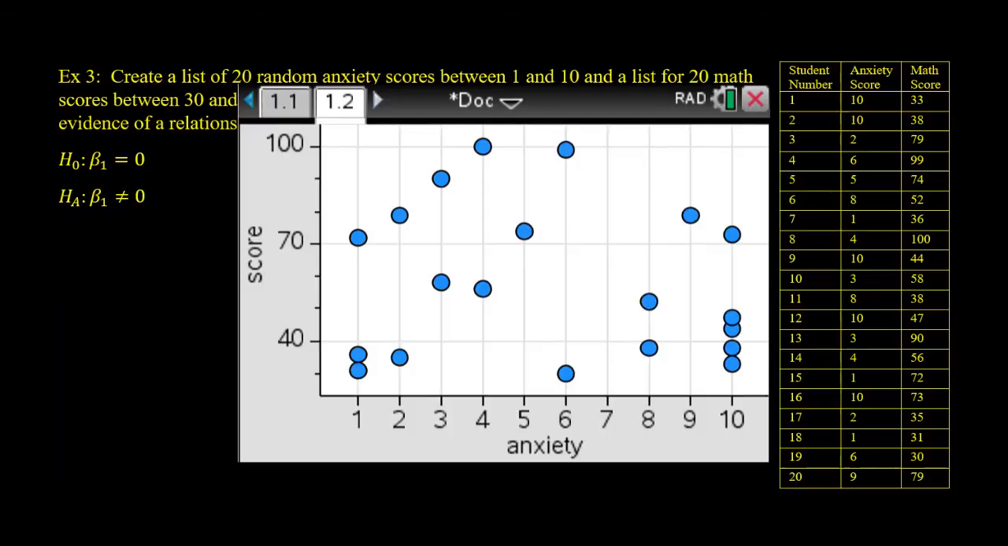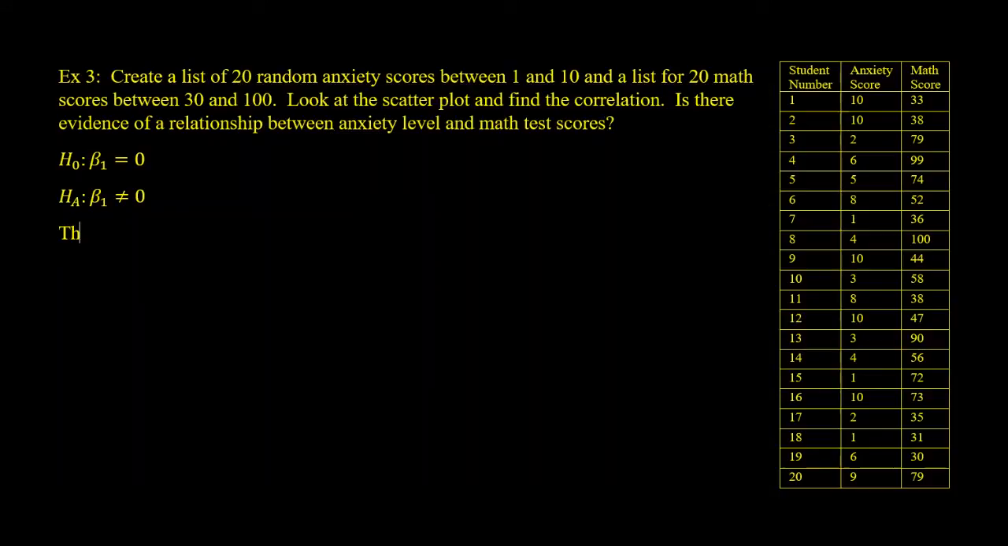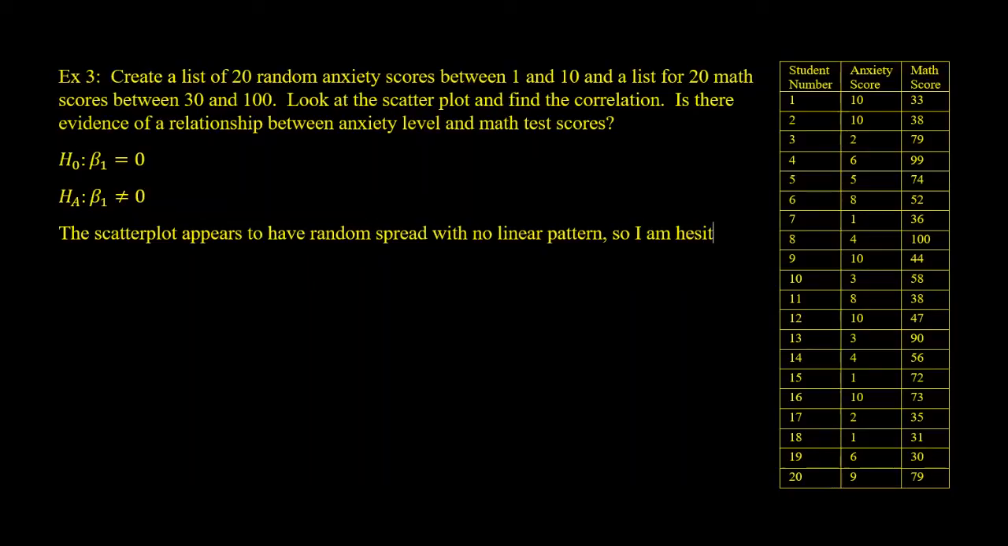Looking at the scatter plot, it looks pretty random. Kind of makes sense because we randomly generated the data. I don't see any pattern here. Maybe you can think it looks a little negative. But the scatter plot appears to have random spread with no linear pattern. So I am hesitant to fit a line to the data.